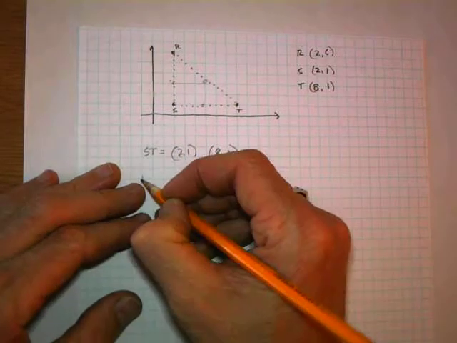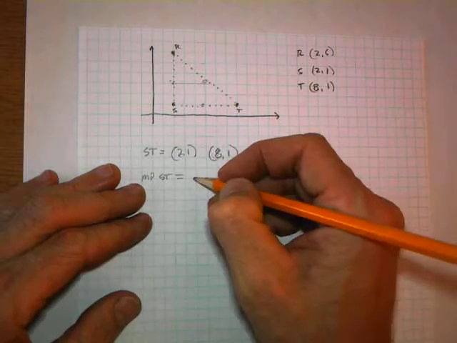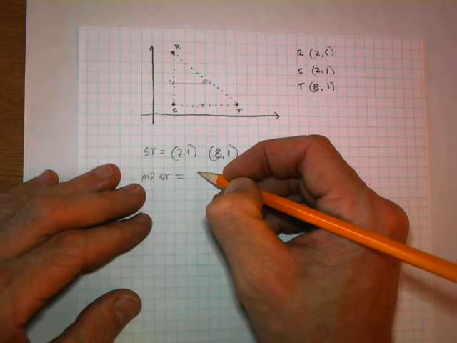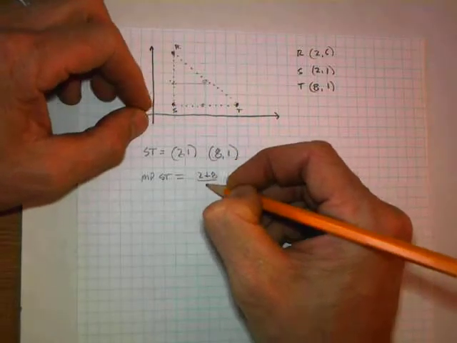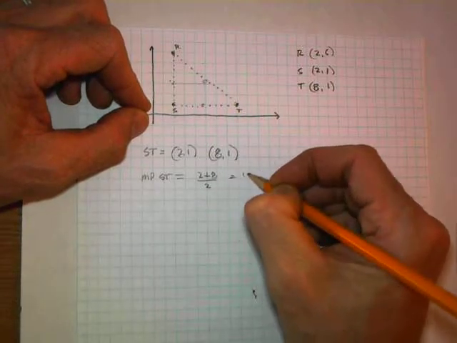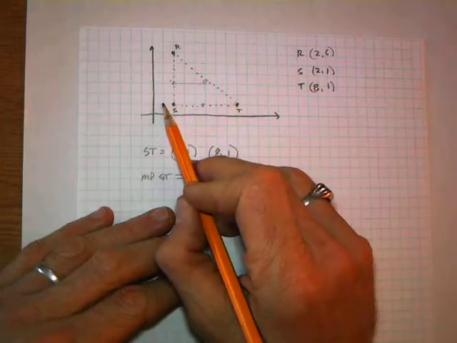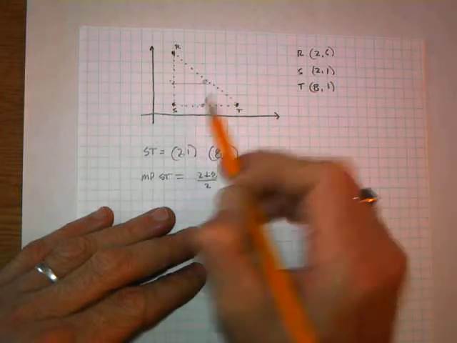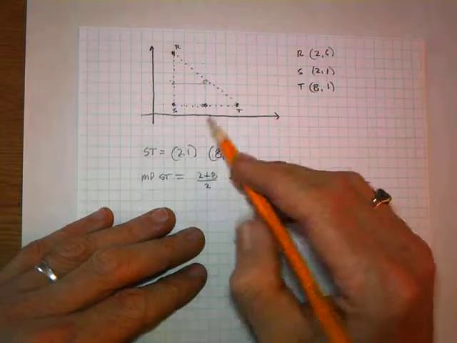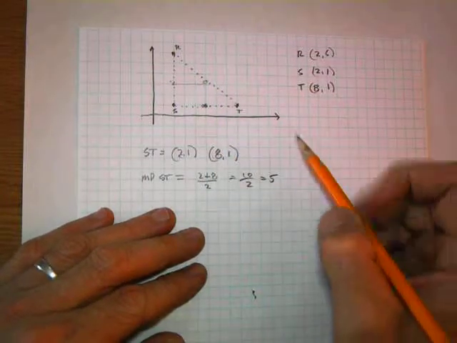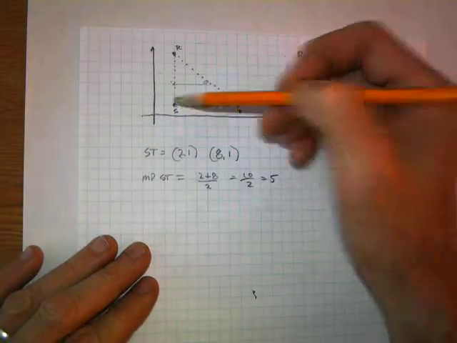So the midpoint of ST equals 2 plus 8 divided by 2 is the average. That is 10 divided by 2. That is 5. And let's see if 5 works. 1, 2, 3, 4, 5. Look at that, it works, because there's 3 over here and 3 over there. So the midpoint is 5 over here. So then how about over here? What is the midpoint of RS?